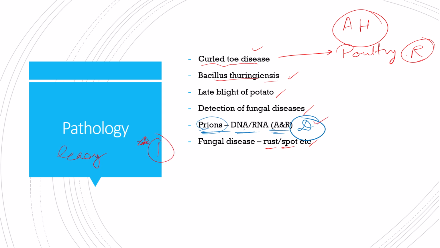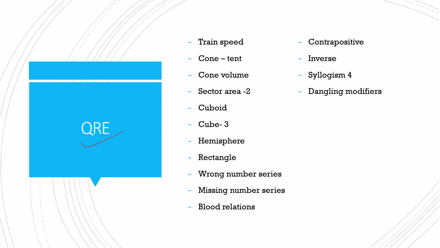Okay. Then talking about the quants, reasoning and English section. Most of the questions were asked from the mensuration part. All these questions were from mensuration: the curved surface area of cone, volume, sector area, cuboid, cube, hemisphere, rectangle. All these volume and area based questions were asked. Then one question was from train speed. That was very easy. One question was from wrong number series and missing number. Both of these were very, very easy, basic level questions.